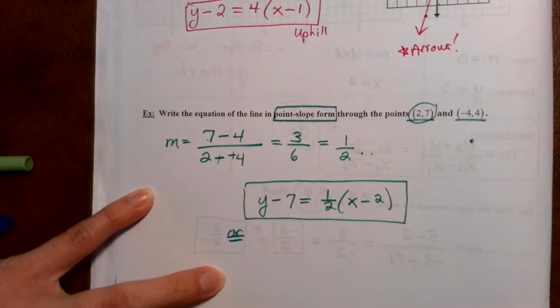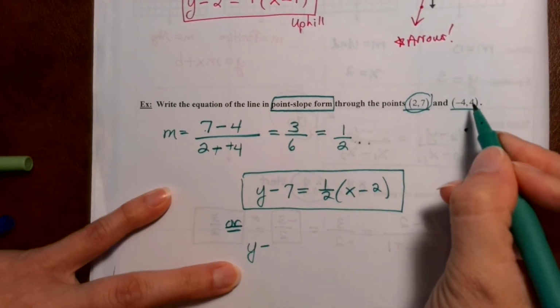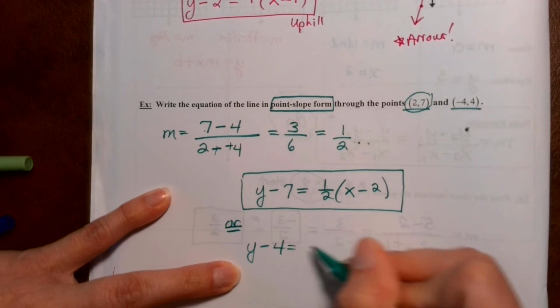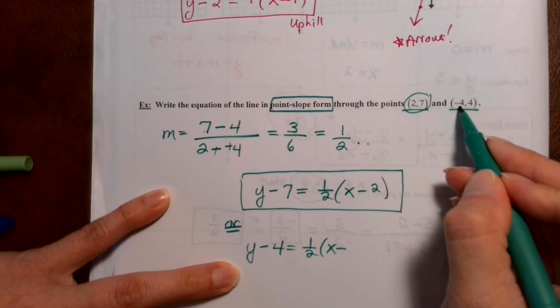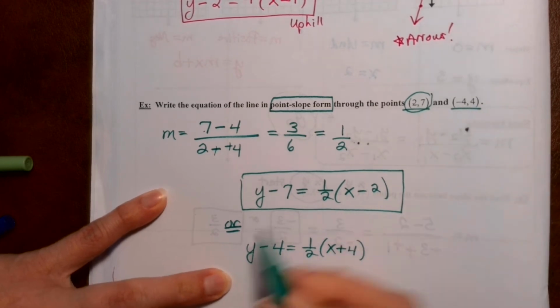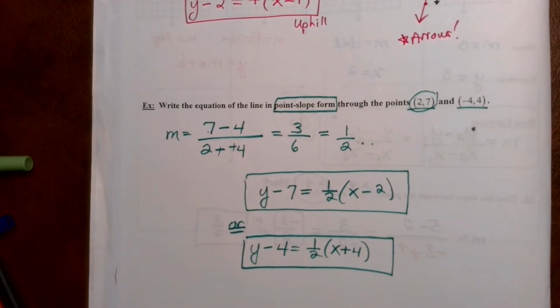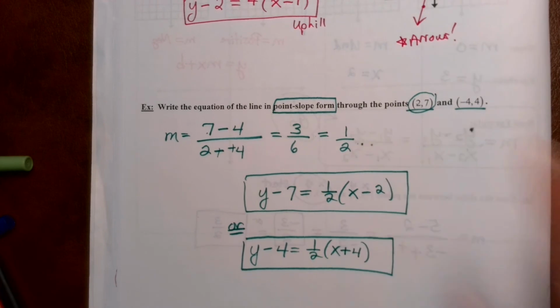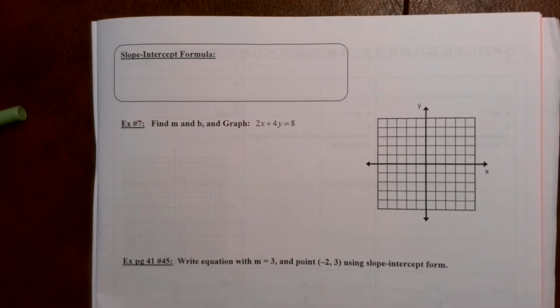Okay, so here's another version of the same line. y minus this y is 4. And then we have 1/2 x minus his x is minus 4. And a minus minus makes a plus. Okay, 2 totally perfect answers. I would have to accept either one, depending on which point you chose. Okay, point-slope form. All right, the last form that we're going to look at today is slope-intercept form.